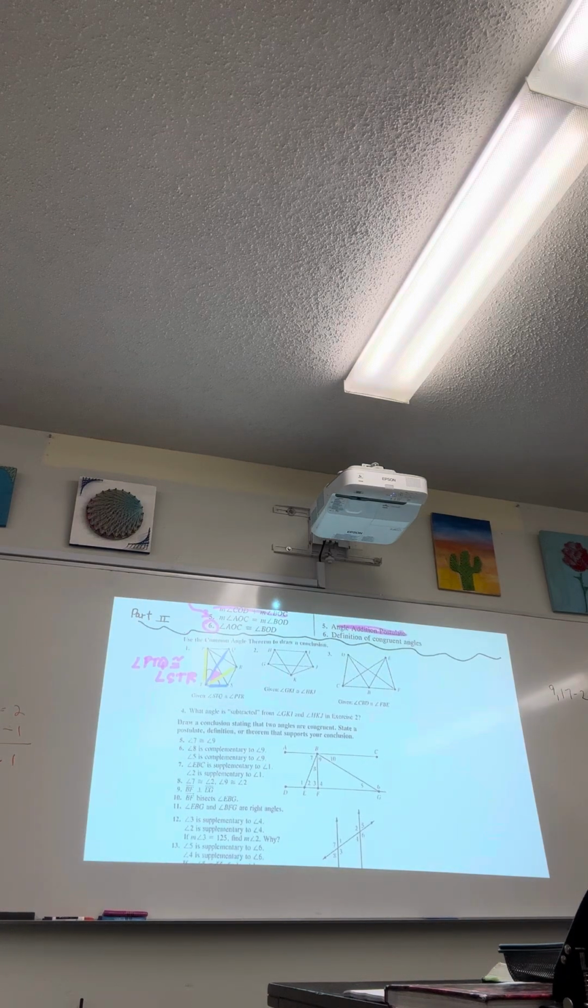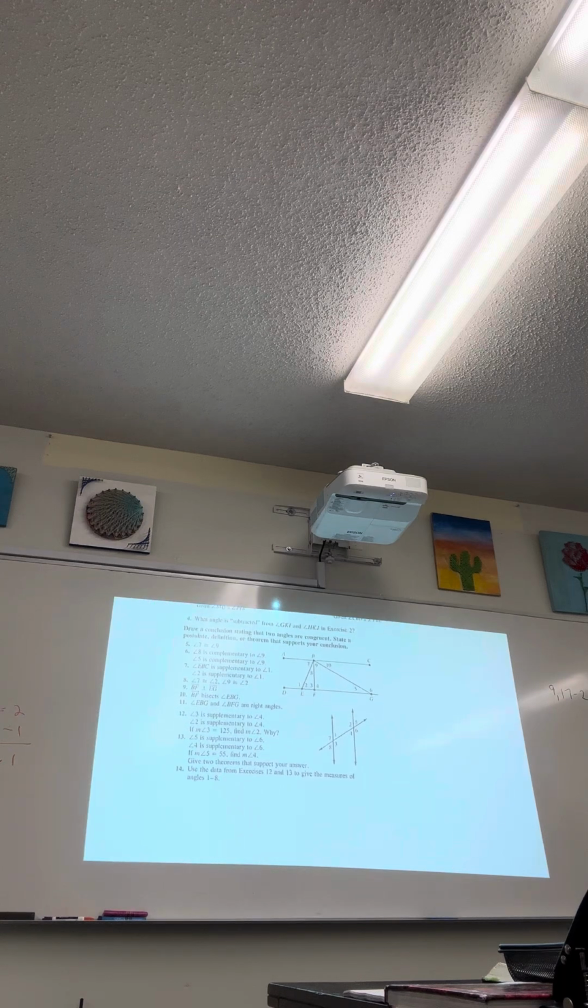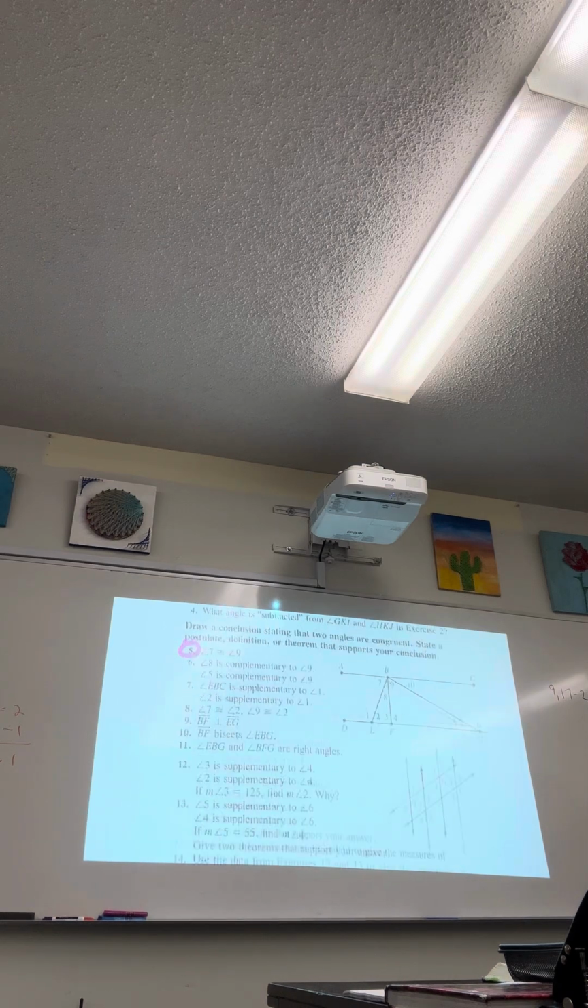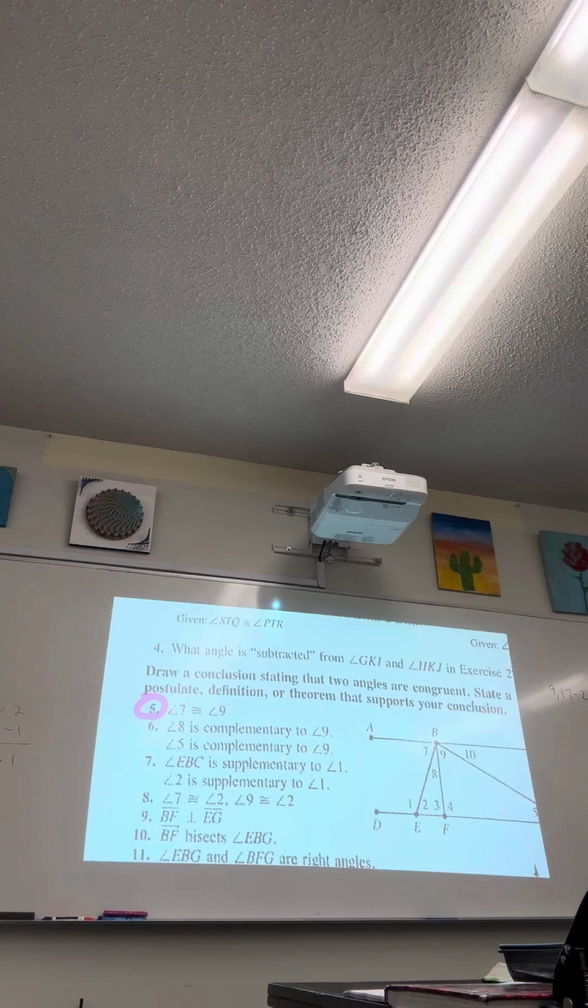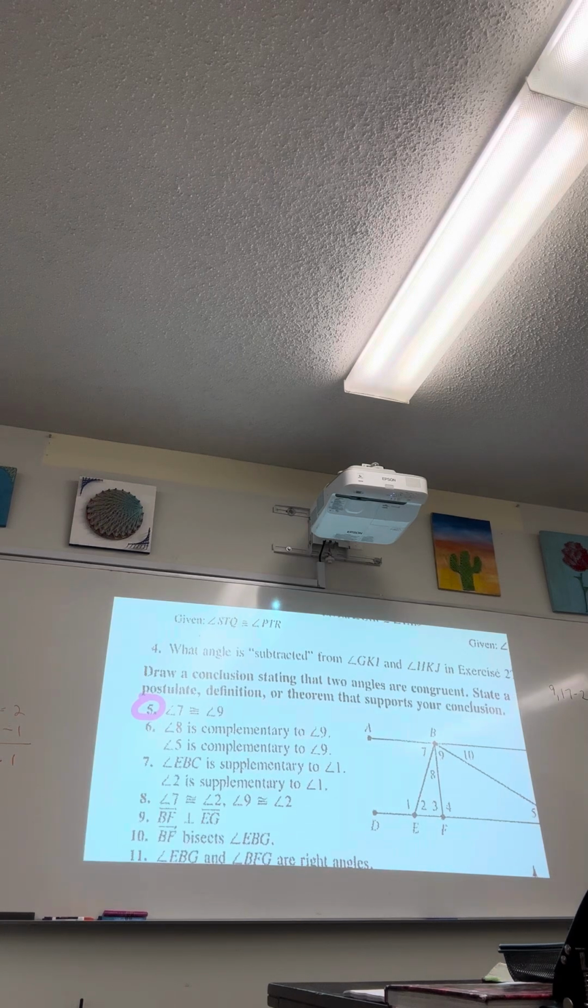Go to number 5. Everybody look at number 5. Number 5 says, draw a conclusion stating that two angles are congruent, and state a postulate, definition, or theorem that supports your conclusion. Okay, so angle 7 is congruent to angle 9. If these are congruent, draw a conclusion. Write down your conclusion.